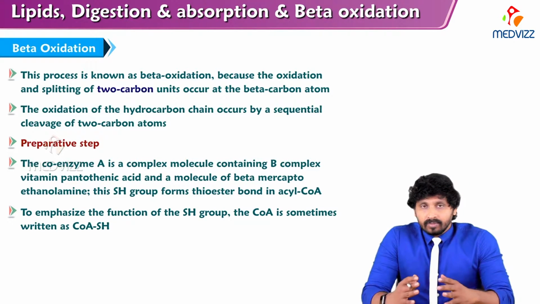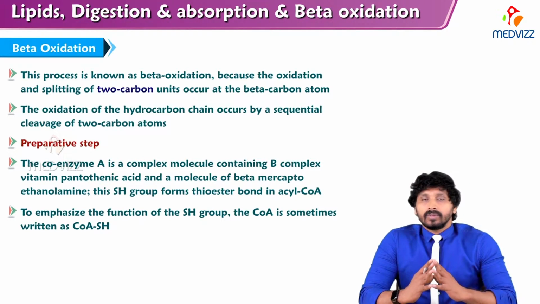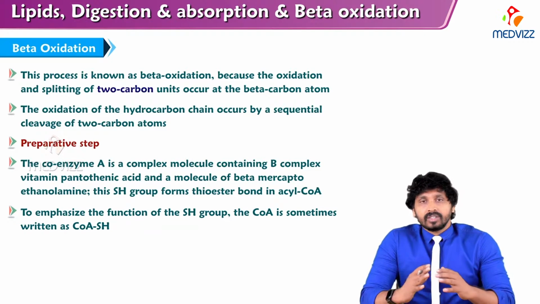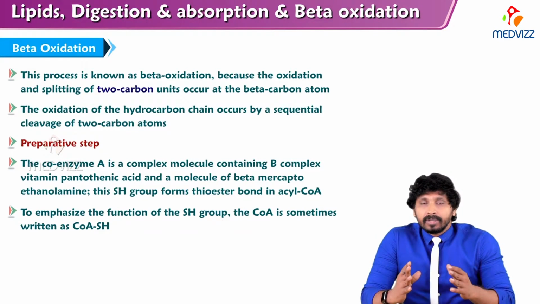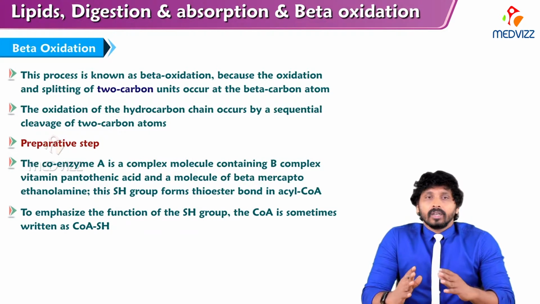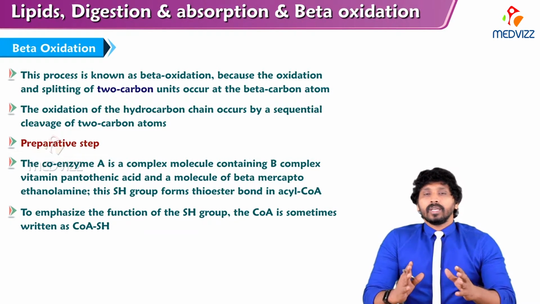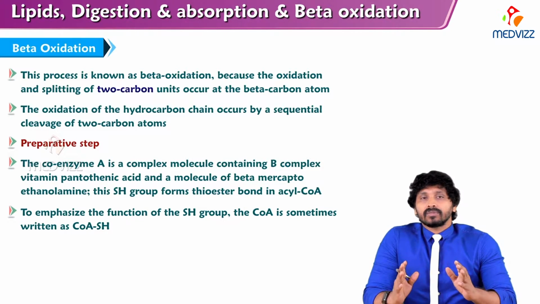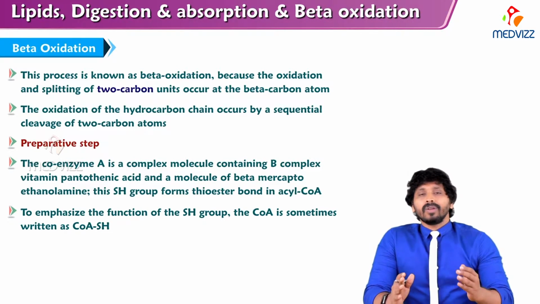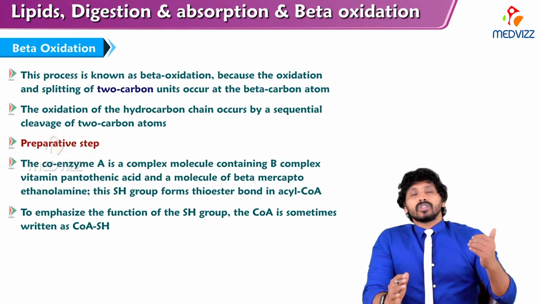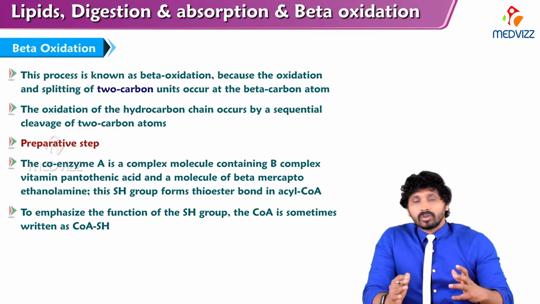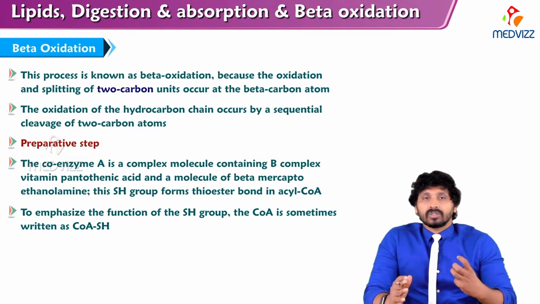In our previous videos we discussed how digested food containing lipids undergoes digestion and absorption, and where they are stored. After that, what is the fate of these stored lipids? The main pathway for the degradation of stored fat is beta oxidation. When we are in need of energy, stored fat, especially triacylglycerols in adipose tissue, serves as a source of energy.